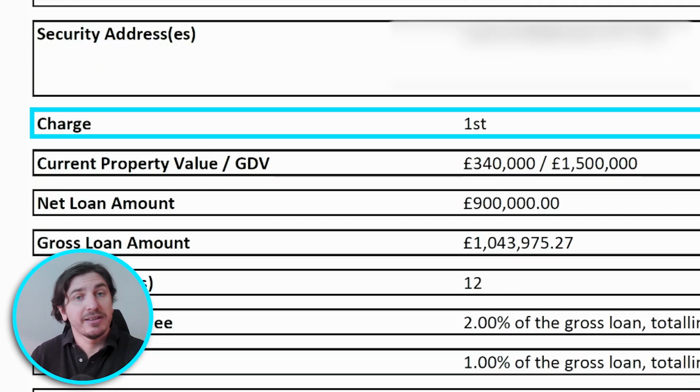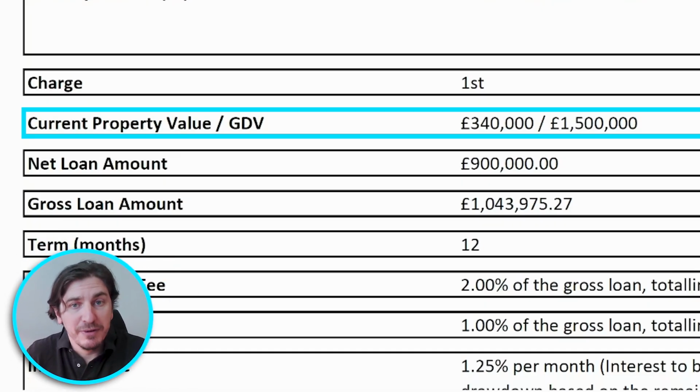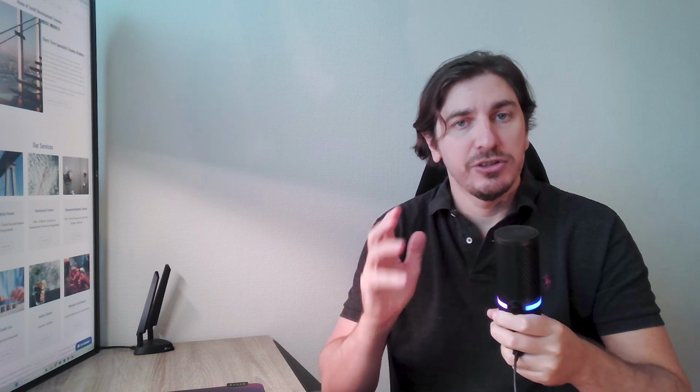Then we've got what charge it is. This means, is the lender getting first charge on the property? The charge is simply what goes on land registry to show that that lender has actually lent you money, and the ranking of the charges are based on which loan goes on first, so it's done chronologically. Then you've got the property value and then the GDV. So the GDV, if you remember, is a gross development value. So the property value is what it's worth as is today. The GDV is what it will be worth once the property is actually completed.